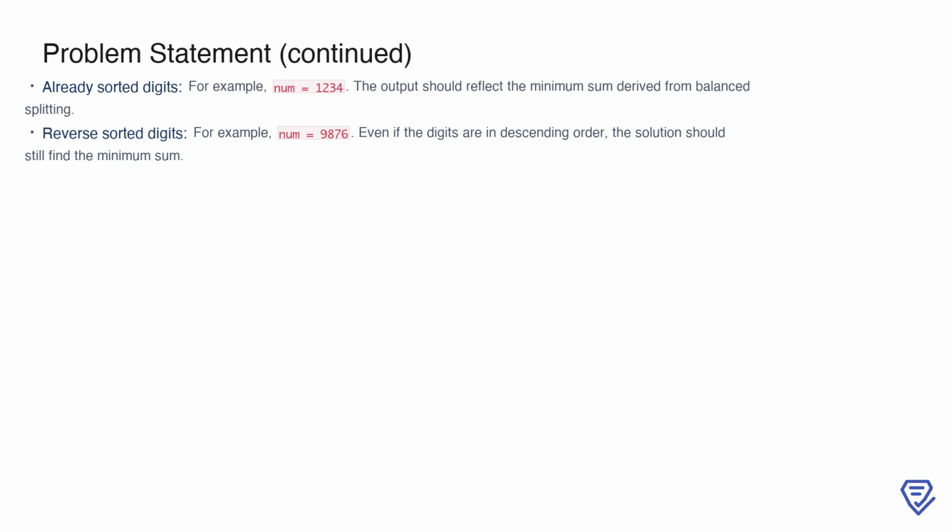The process should always prioritize balanced splitting and rearrangement to minimize the sum, regardless of the initial order of the digits. These scenarios highlight how the problem requires attention to detail in all possible configurations of the input number.